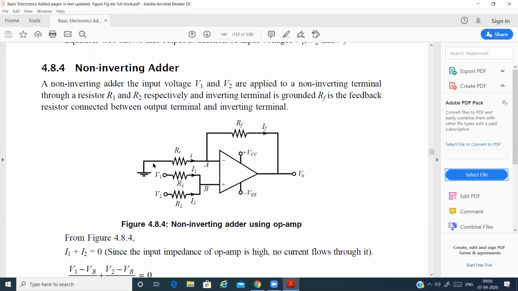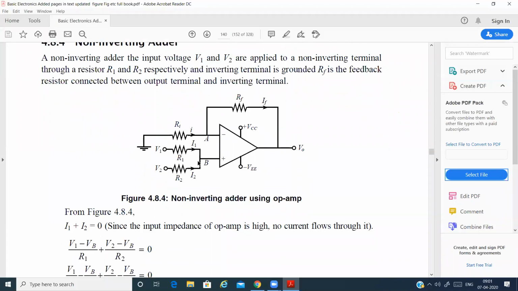Then after that, applying Kirchoff current law at VA, we get I is equal to IF. After that, whatever we do, the same method we are going to follow. So now, at the beginning, in order to find out the voltage at this terminal B, we have to find out the sum of these two.